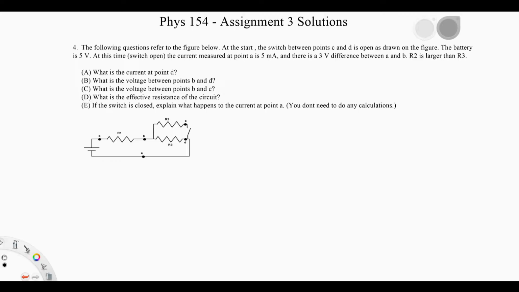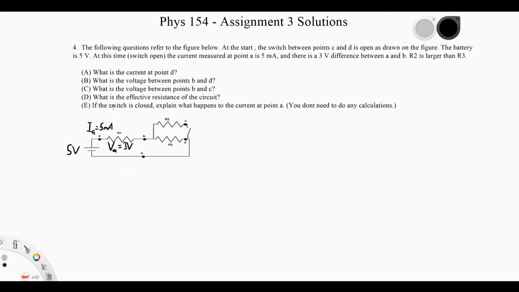Okay, and then we have a series of questions we're going to answer. So right away, what I'm going to want to do is put on my diagram that we have 5 volts throughout the whole circuit, and that IA here at point A is equal to 5 milliamps. No, milliamps. We also know that there is a 3 volt difference between A and B. So the voltage drop across R1, BA, is going to be 3 volts.